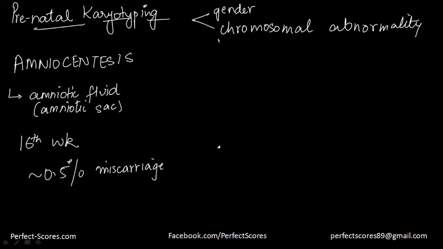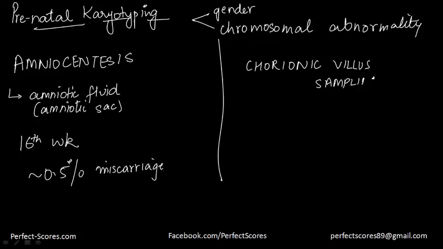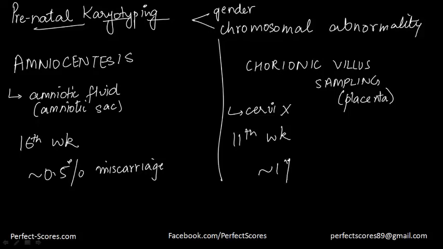The second technique is chorionic villus sampling. In this case, a tube is inserted through the cervix and a tiny sample of the chorionic villi is taken from the placenta. These are finger-like projections in the placenta, so cells from the placenta are taken. That can be done at the 11th week of pregnancy, and it again has a slight risk of inducing miscarriage, which is approximately 1%.